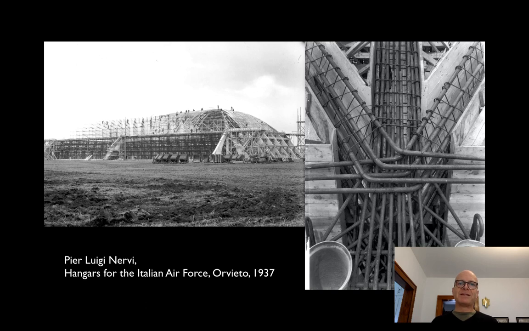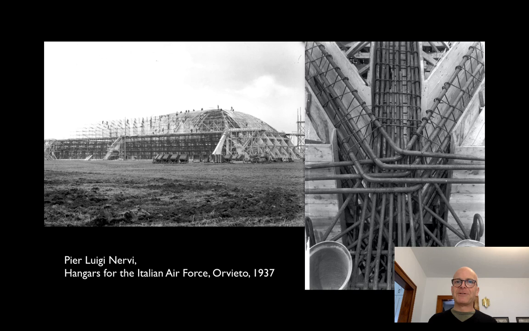One of the reasons that the Italian Air Force commissioned a concrete engineer was that Italy has no native steel industry. There's no supply of iron ore in the country. And by the 1930s, the country had been embargoed by most of the world because Mussolini had taken over in 1922. He'd invaded Ethiopia, and the rest of the world put Italy on a blacklist and wouldn't trade with them. So it was very difficult to get steel.